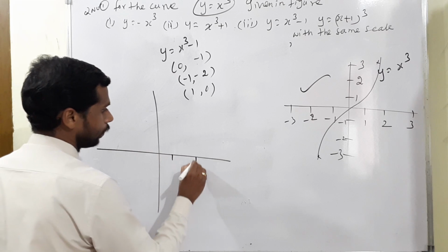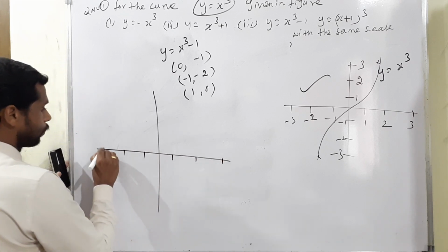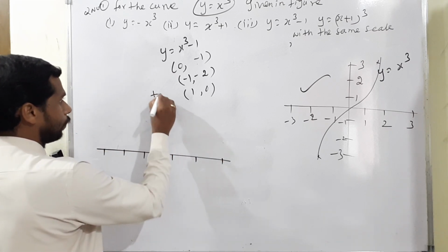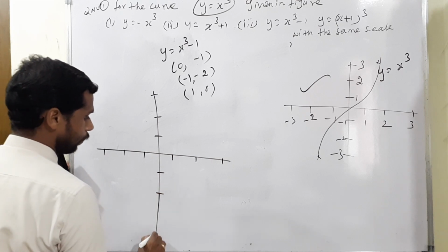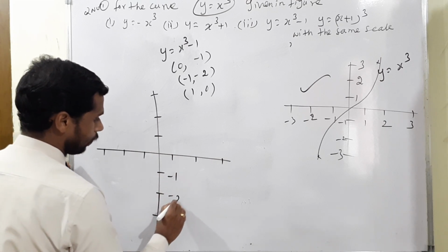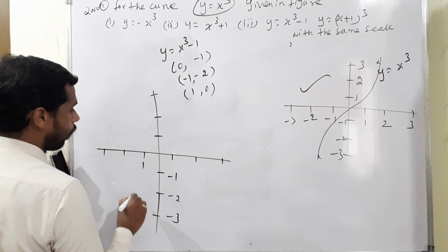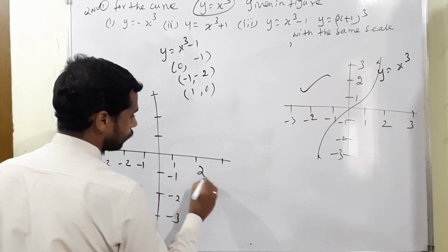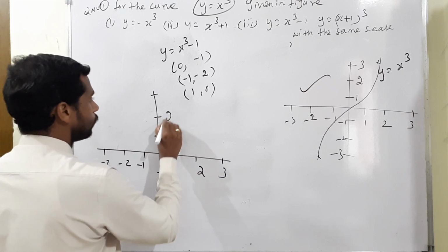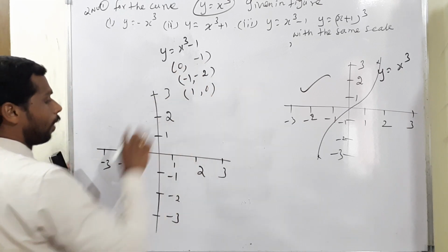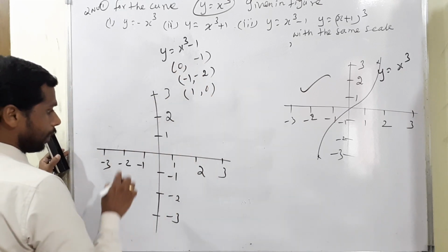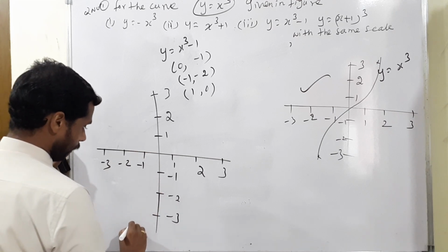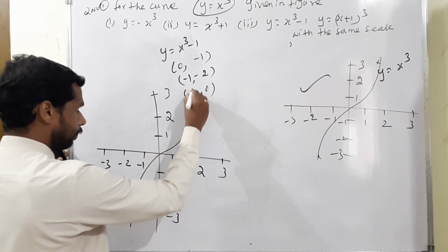The same axes again, with 1, 2, 3, minus 1, minus 2, minus 3. 0 comma minus 1, y is equal to minus 1. Sorry, this is the original diagram. This is our original diagram.